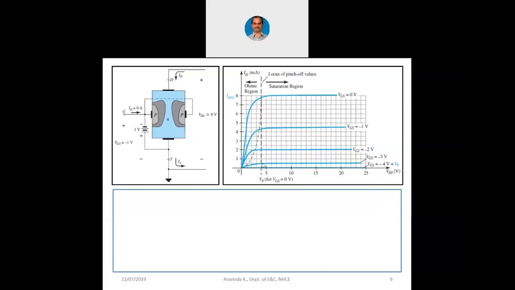That is 4 volts here. You can see this now. I will mark this point. You can see this dashed line. Here we have this 4 volts.